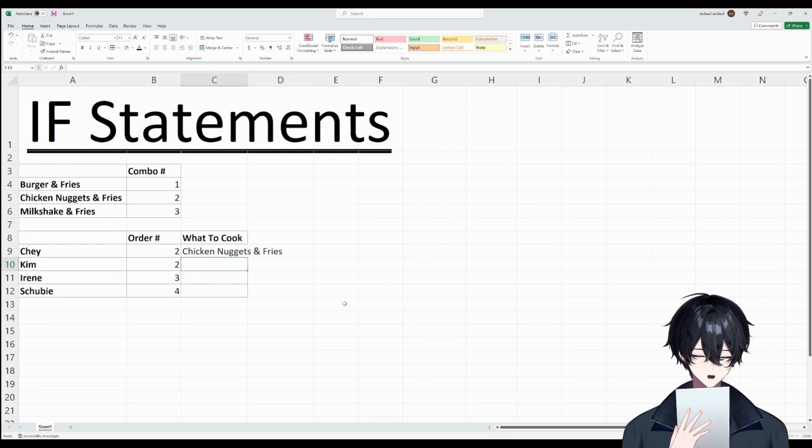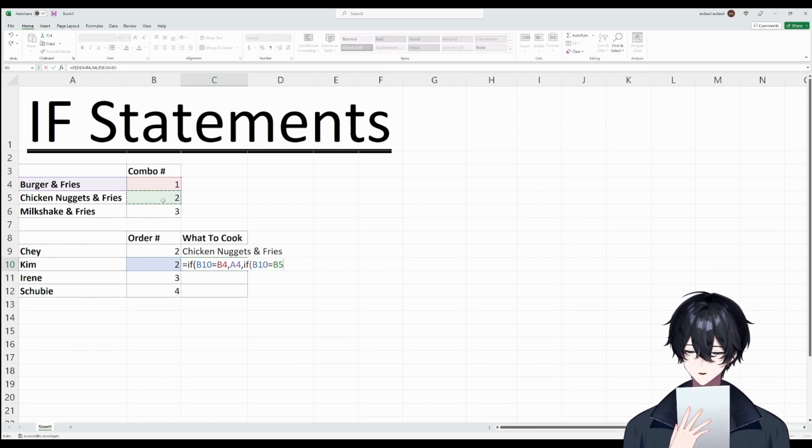In this case, we do if this person's order equals 1, then burgers and fries. Then we add another if. We're looking for something else. If this person's order is equal to 2, then we want chicken nuggets and fries. And then we want another if. If this person's order is equal to 3, then we want milkshakes and fries. And if this is not right, then we don't have that.